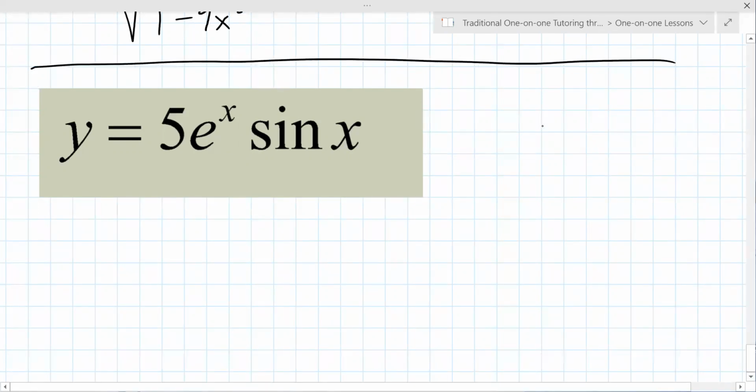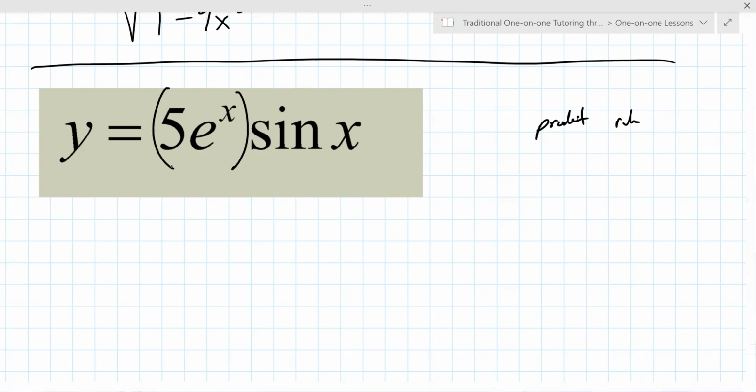So this is just another derivative. This is product rule. Okay. And again, you have your choice. You probably want to treat 5e to the x as one thing, and go from there. So give yourself like 60 seconds, see if you can work that one out.